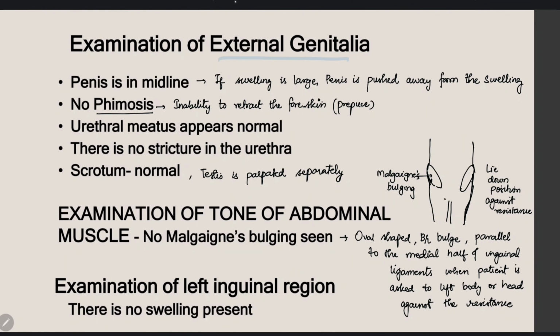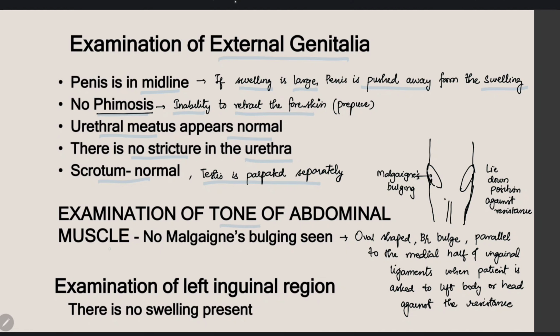Examination of external genitalia. Penis is in the midline. If the swelling is very large, the penis is pushed away from the swelling. No phimosis. Phimosis is inability to retract the foreskin. Urethral meatus appears normal. There is no stricture in the urethra. Scrotum appears normal. Testis is palpated separately.